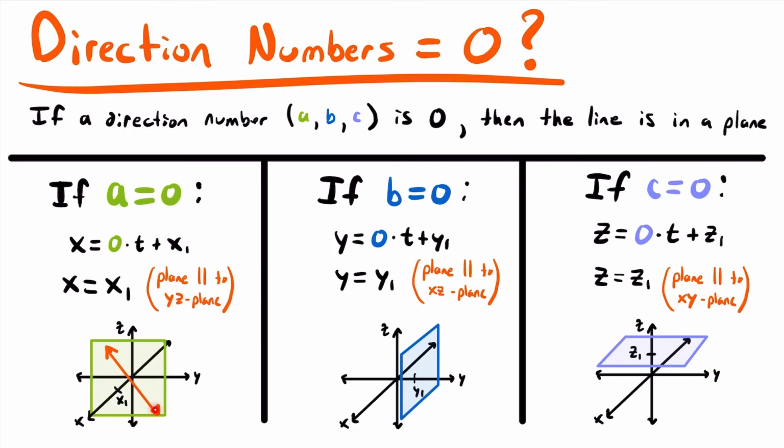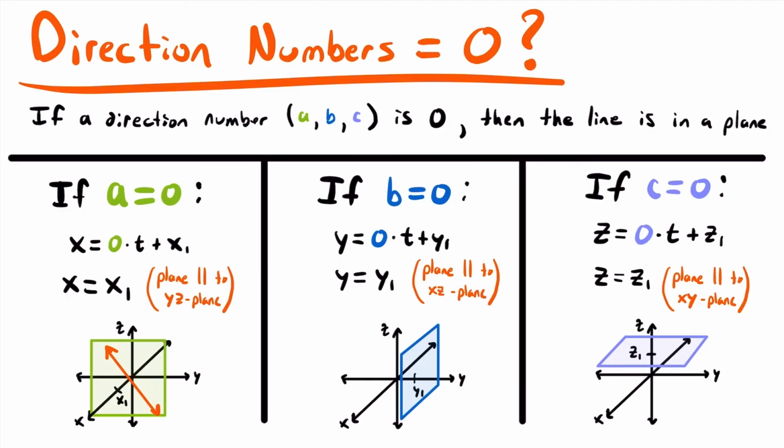For points along this line, the z and y coordinates can be anything, but the x coordinate will always be some value x1. And so because of that, this line will never leave this specific plane, x equals x1, in a 3D coordinate system. The line will always be contained within that plane if a equals 0.